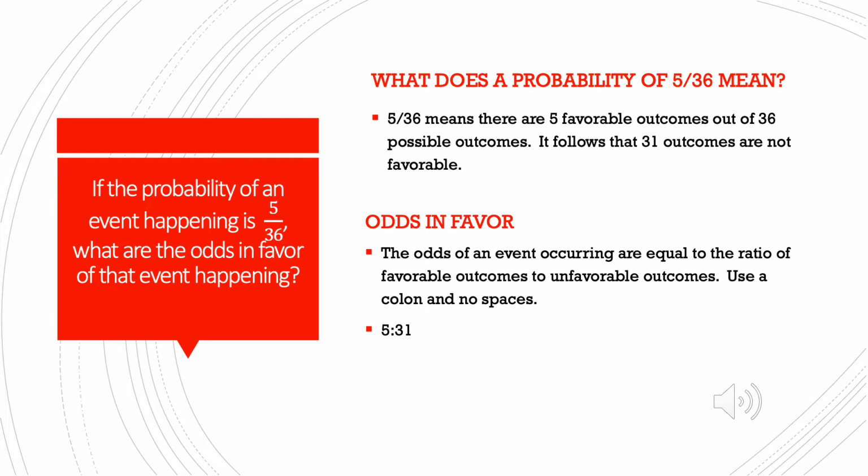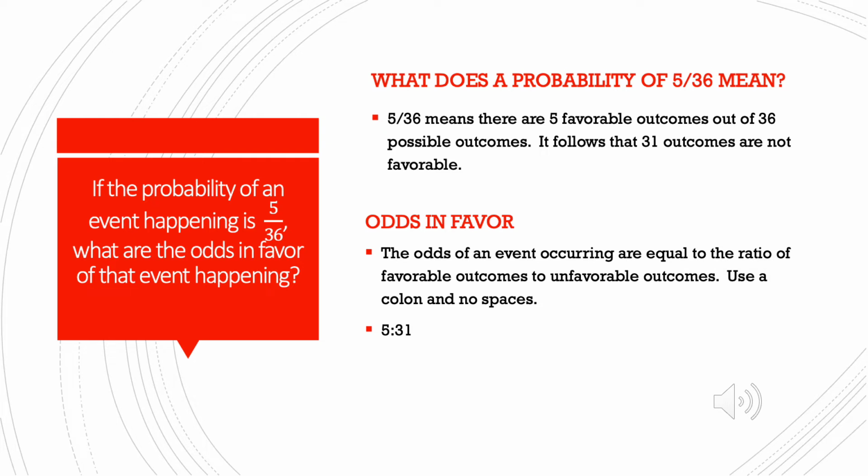If the probability of an event happening is 5/36, what are the odds in favor of that event happening? So first, let's try to figure out, what does a probability of 5/36 mean? 5/36 means there are 5 favorable outcomes out of 36 total possible outcomes. If 5 are favorable, it follows that 31 outcomes are not favorable.